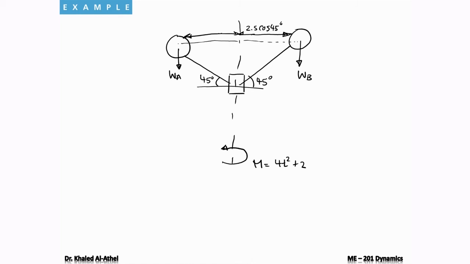Now let's start with the principle of angular impulse and momentum. So what do I have? I have H1 around the z-axis plus the summation integral over time of M around the z-axis. Sorry, so I'm taking the integral of M around the z-axis dt. This should equal H2 around the z-axis, the same thing.